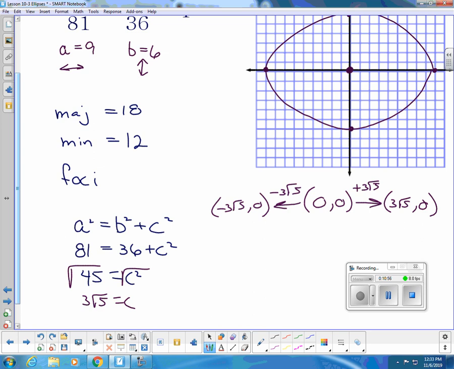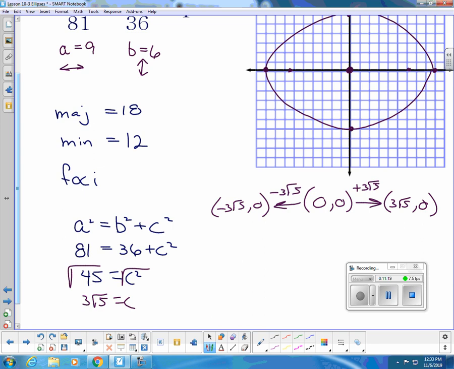Right? You don't need the focal points to graph the ellipse. You can estimate them. Square root of 5 is 1.7. 3 times 1.7, you're looking at 6 point something, right? 1, 2, 3, 4, 5, 6 point something. Back 1, 2, 3, 4, 5, 6 point something.